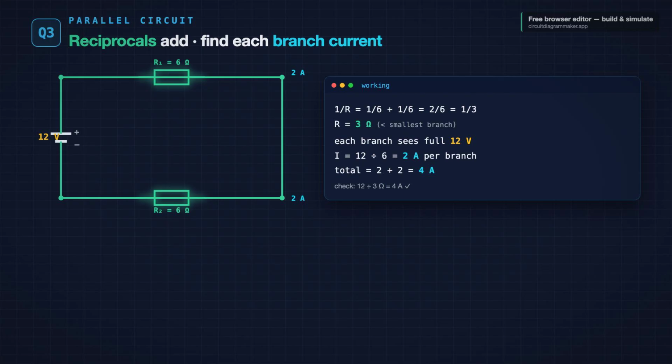Notice that's smaller than either resistor. That's the rule for parallel. The combined resistance is always less than the smallest branch. Now each branch feels the full 12 volts, because in parallel, every branch sits straight across the supply. So each branch current is V over R, 12 over 6, 2 amps. 2 branches, 2 amps each, 4 amps total from the battery. And check it, 12 volts over the 3 ohm total is 4 amps. It agrees. Question 3, sorted.